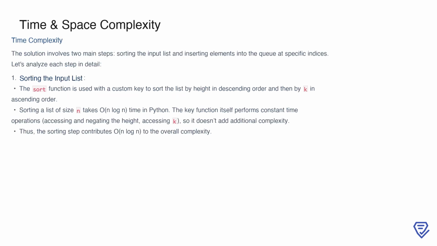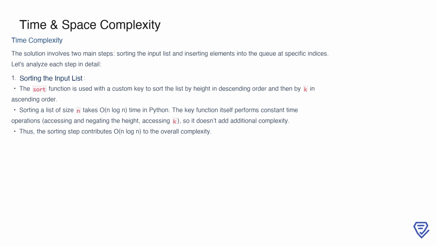To analyze the time complexity of our solution, we start by breaking it down into two main steps: sorting the input list and inserting elements into the queue based on their indices. First, consider the sorting step. Here, we use Python's built-in sort function with a custom key. This key sorts the list of people by height in descending order, and for those with the same height, by their k value in ascending order.